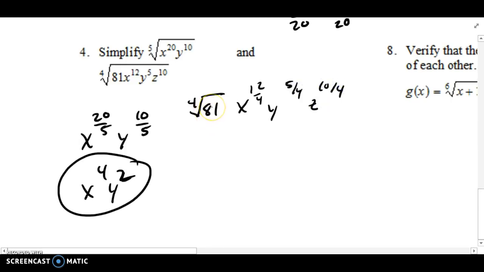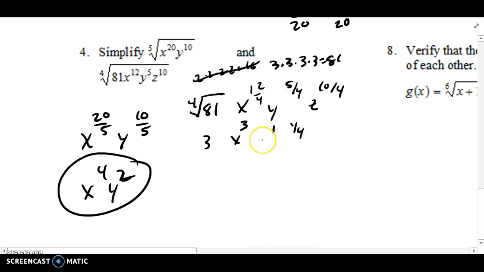Just the number, I'm going to take out, and I'm going to see if this works out. So the 4th root of 81, that means 4 numbers. So 2 times 2 times 2 times 2, that's 4, 8, 16, so no, that doesn't work. So 3 times 3 is 9, times 3 is 27. Oh, it's 81, so this turns into 3. Okay, good. And then 12 divided by 4 is x to the third. And then y to the 5/4. It's a little tricky. So 5/4 is 1 and 1/4.